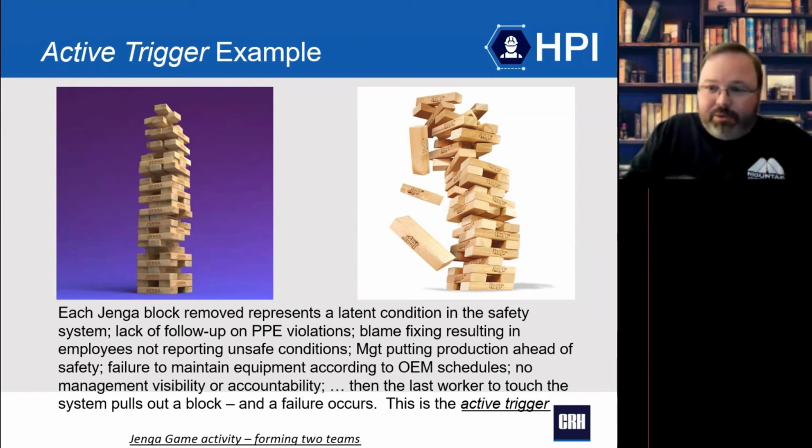Now, did that employee's mistake, or that person that chose that block, was it their fault that the tower came down? No, it was the failure of the system that they were in. Now in the game, obviously, whoever pulls the tower down, they're the one at fault. They lost the game. But in reality, that worker is just activating those latent conditions.